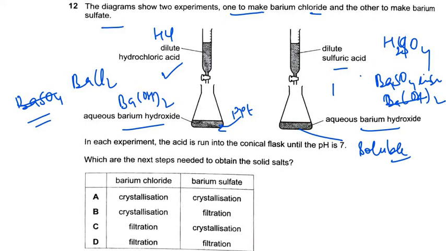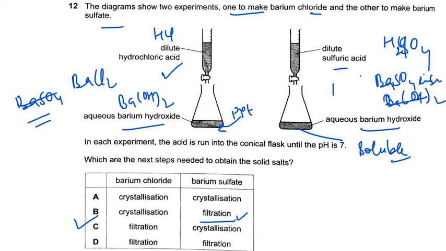Now if you look, these are basically crystals, they are showing you the crystal formation. Okay, so for crystal formation you can do crystallization, so either A or B. Now barium sulfate is insoluble, so it is only possible by filtration, so option number B is the correct one.